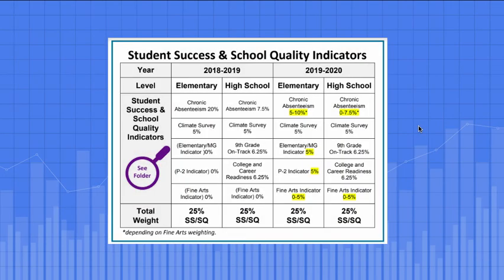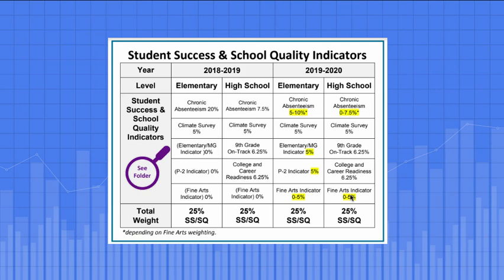If you're looking at student success and school quality, then again, look at high school. They're pretty much almost all the same, except you guys have that 9th grade on track, college and career readiness. Now, college and career readiness, there's specific things you have to do to be considered college and career ready, and we're going to talk more about that later. But you also have the 9th grade on track. Now, if you notice in 2020, your chronic absenteeism, then you get a range because this fine arts indicator is going to come into play here.